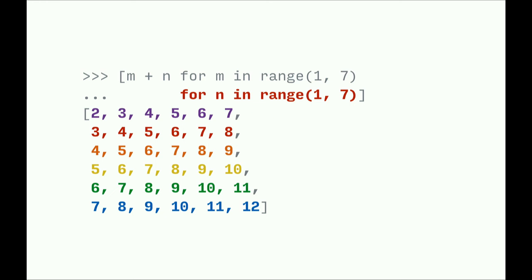And finally, with list comprehensions, we can have multiple for loops, which are sort of like multiple ifs, which they're nested. So here we can see on the top line there, 2, 3, 4, 5, 6, 7. That's 1 plus 1, 1 plus 2, 1 plus 3, and so on. And the second line is 2 plus 1, 2 plus 2, 2 plus 3. And so these are all the permutations of 2 dice rolls.